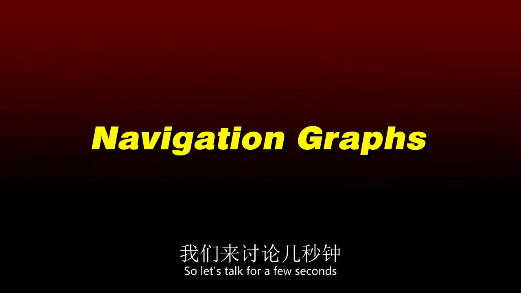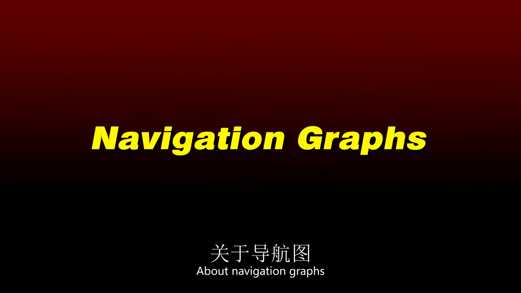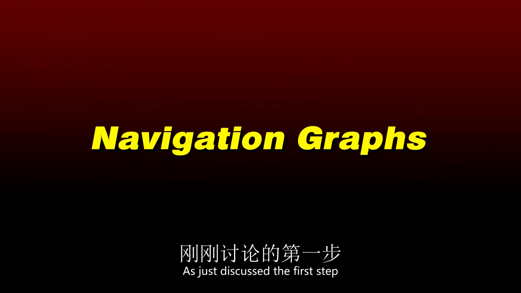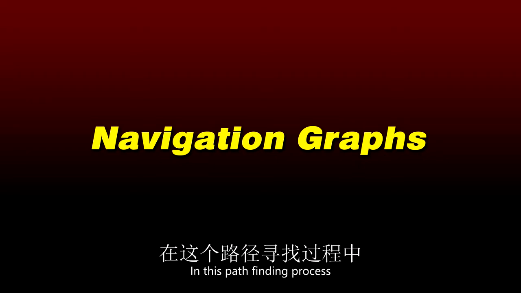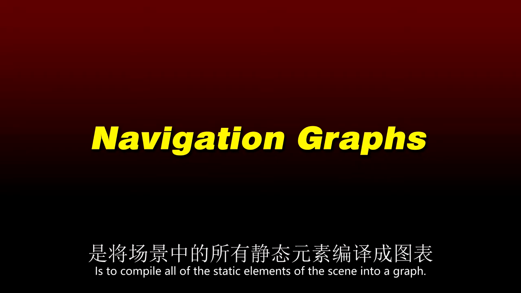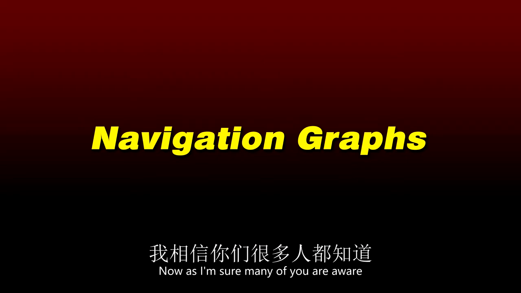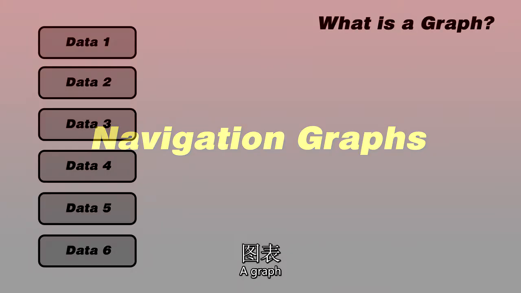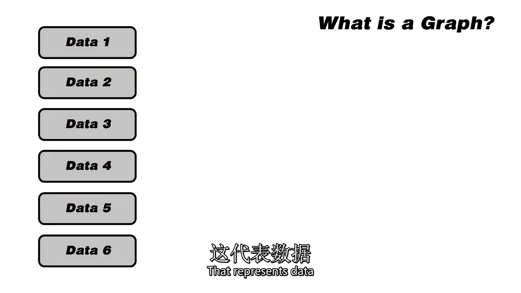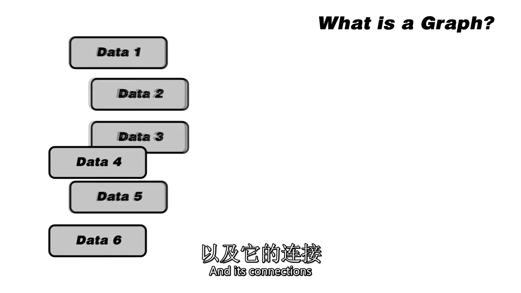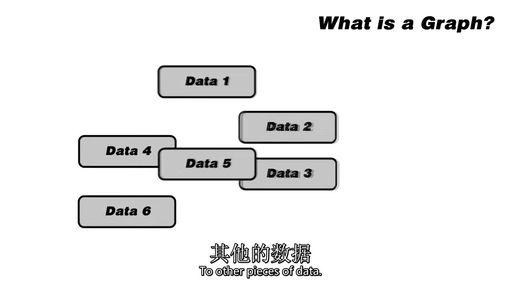So let's talk for a few seconds about navigation graphs. As just discussed, the first step in this pathfinding process is to compile all of the static elements of the scene into a graph. Now, as I'm sure many of you are aware, a graph is just a data structure that represents data and its connections or links to other pieces of data.